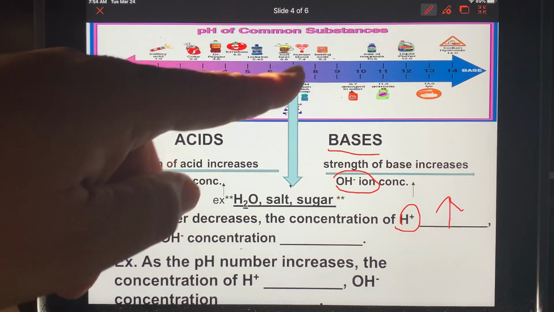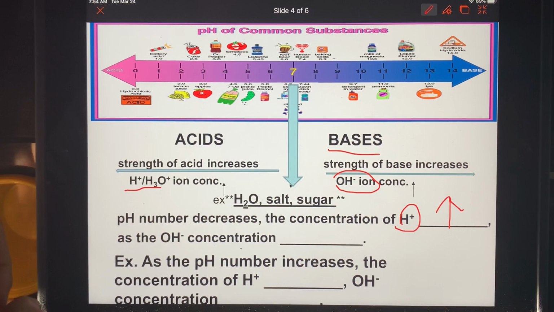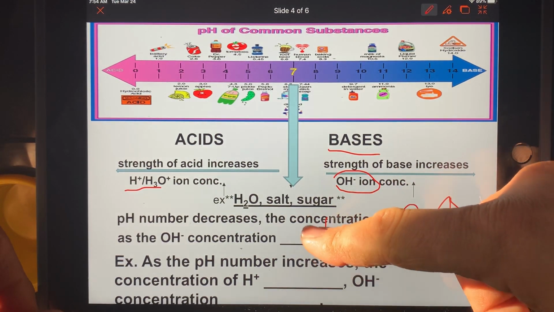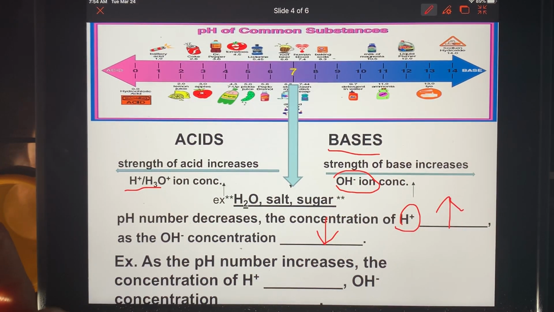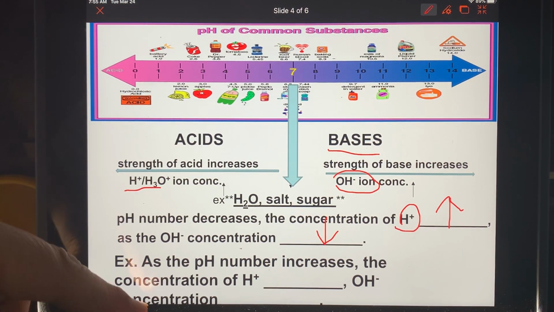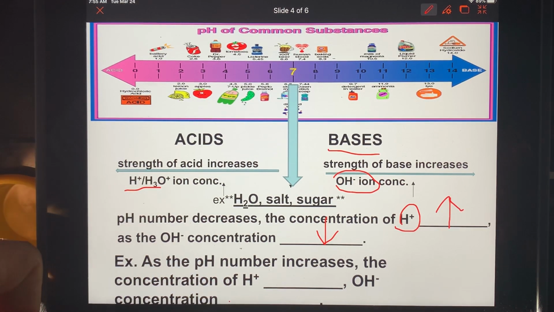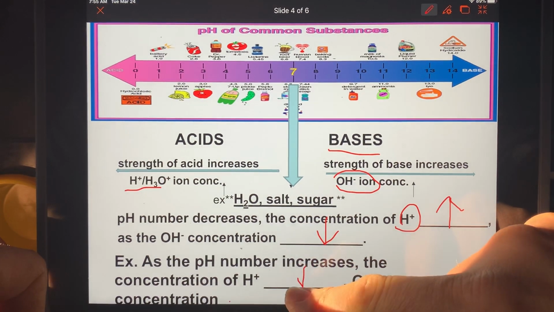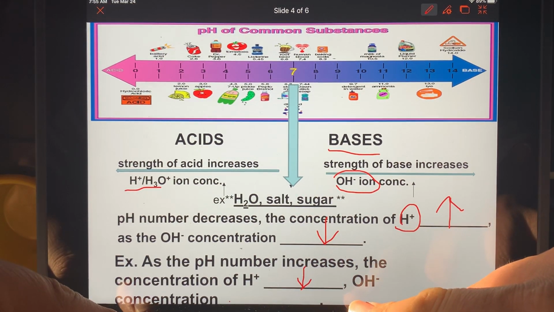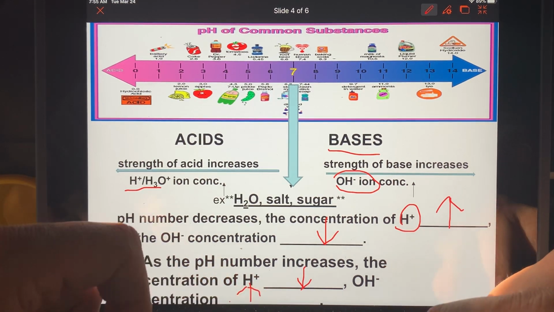So, as you go down the chart, the acid gets stronger, and the base or OH negative ion concentration gets weaker. And vice versa. As the pH number increases, going from 7 to 8 to 9, 10, up to 14, we become a much stronger base. So, what's going to happen to the concentration of hydrogen ions? That's right. Hydrogen ions will now decrease. Hydroxide, OH negative, will increase. And that's it for that.